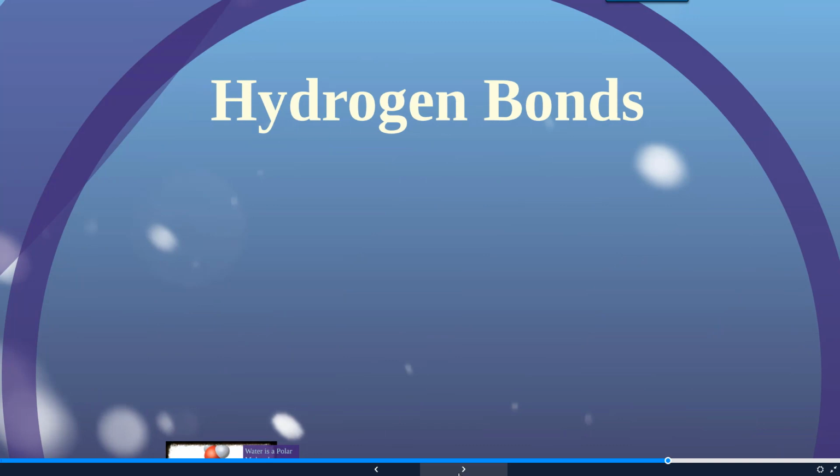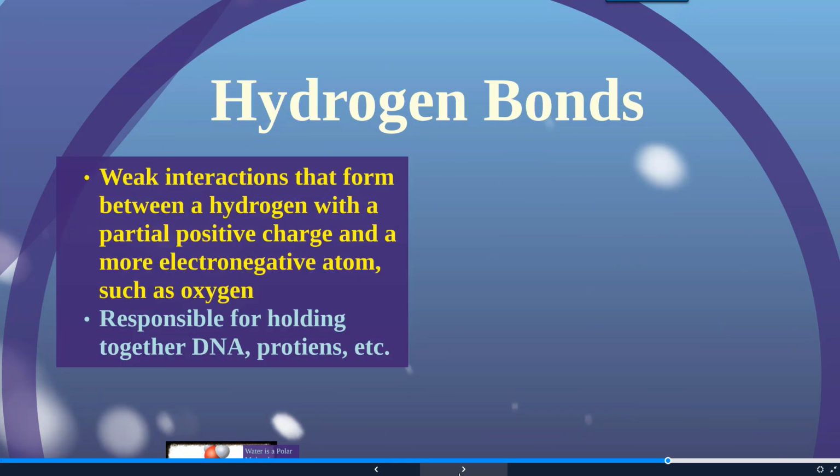Alright, so the other type of bond we have is going to be termed hydrogen bonds. These are essentially going to be weak interactions that form between these hydrogen molecules and a more electronegative atom, such as oxygen. This is really important though, however, because even though it's weak, it still does create a temporary bond that is easily broken. So things like DNA and proteins can exist within this complicated form.